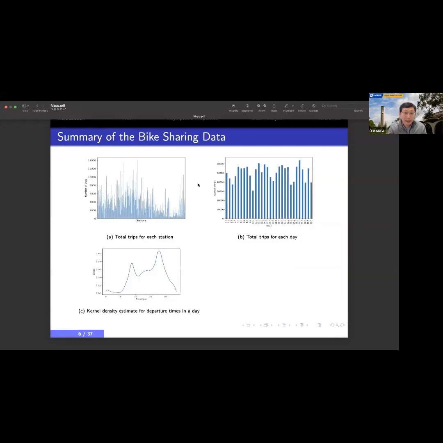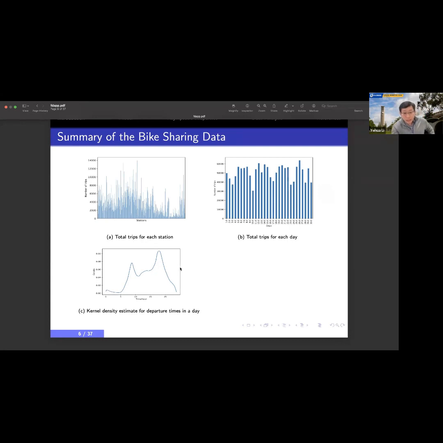Here is some more summary of the data. In the first plot, you have all these stations. Obviously, there's a lot of variation in the total number of trips among these stations. Some of these stations have up to 14,000 trips during the month. Some of the stations have a lot less activity. You can also summarize the trips by day. If you look closely, there is a 7-day periodical pattern going on. Weekdays and weekends have different patterns.